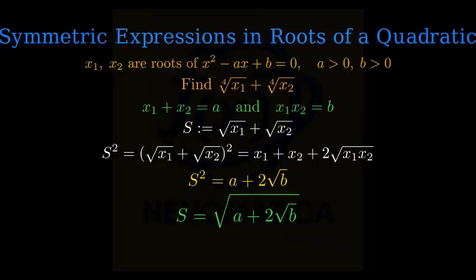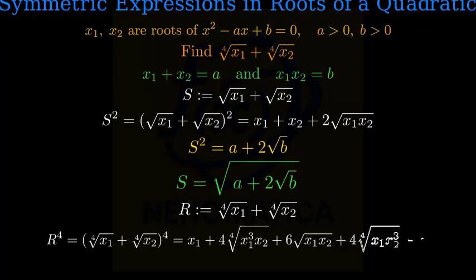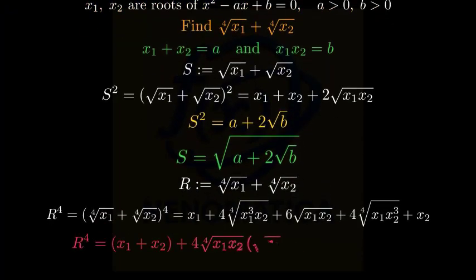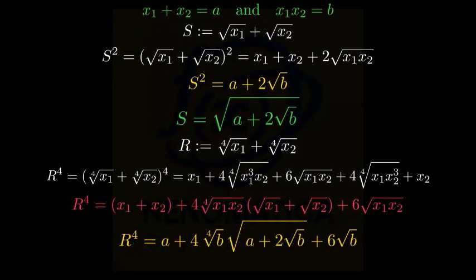Now, let capital R be the sum of the fourth roots. We will raise R to the fourth power and use the binomial expansion. Group the middle terms cleverly so that square root expressions factor out. Finally, substitute our earlier results from Vieta and the value of s. Therefore, R equals the principal fourth root of that expression, which is positive.